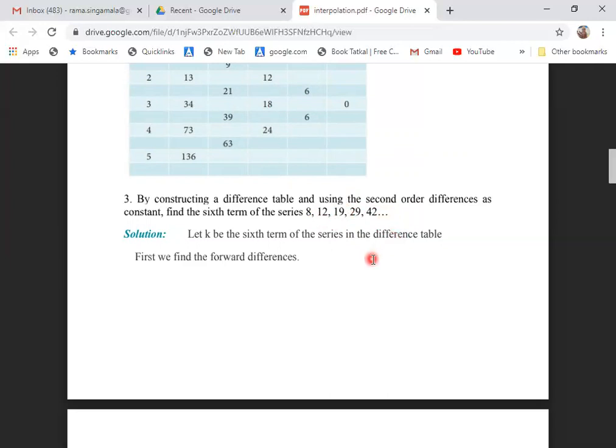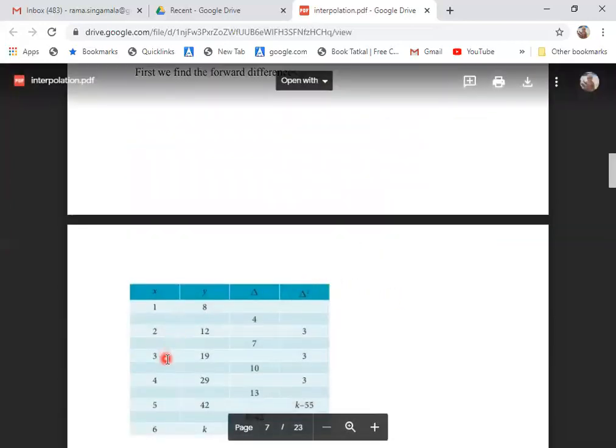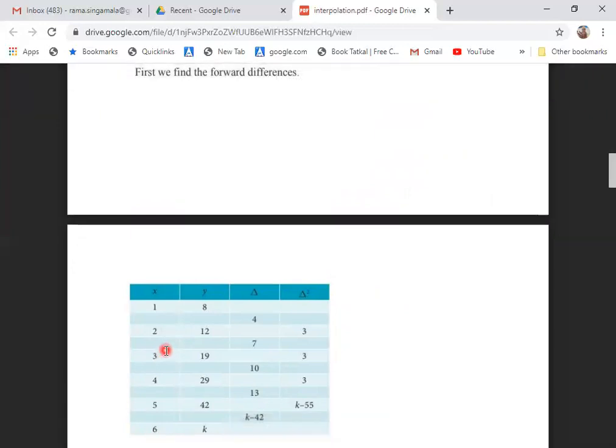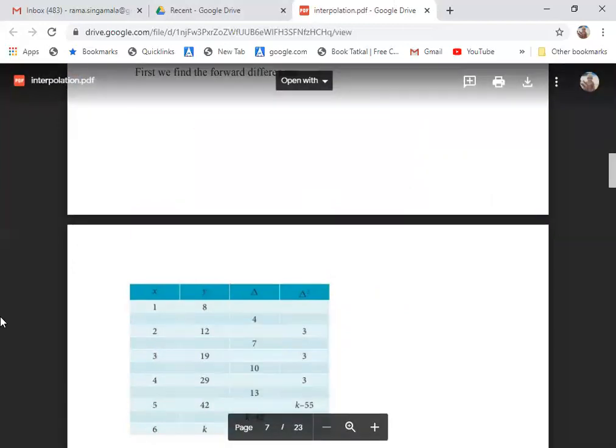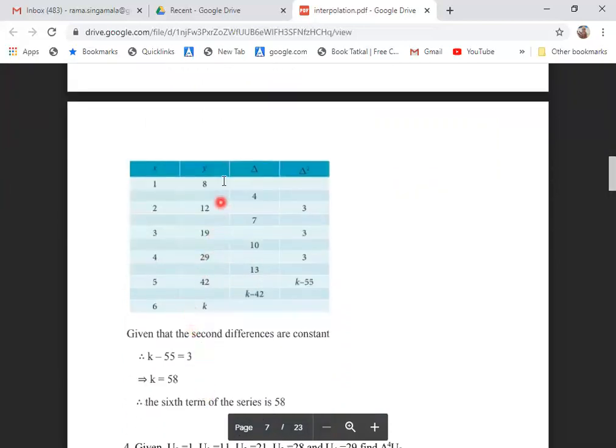So in a sequence, term is nothing but x value. We need to take them as x values. So x values are listed out as 1, 2, 3, 4, 5, 6, and y values which are already given as 8, 12, 19, 29, 42. The term in sixth position is to be determined. Let us take the differences first.